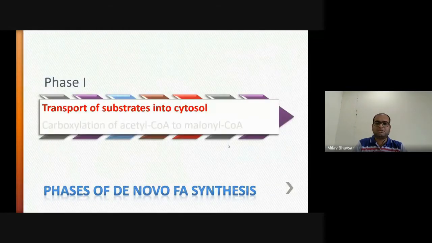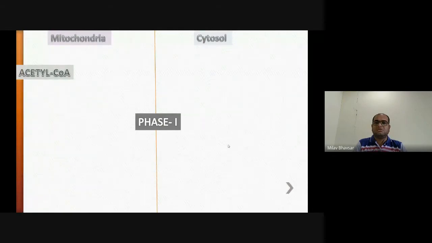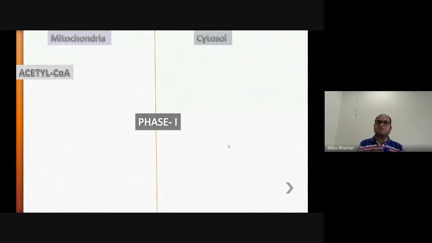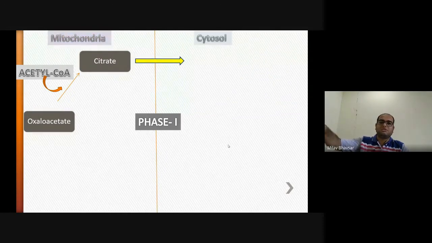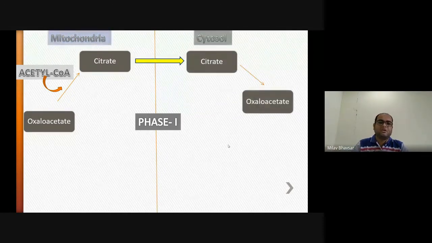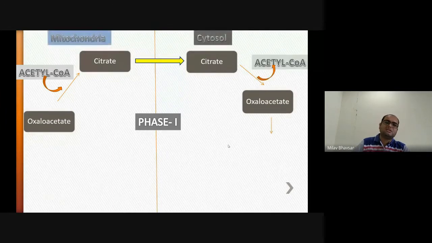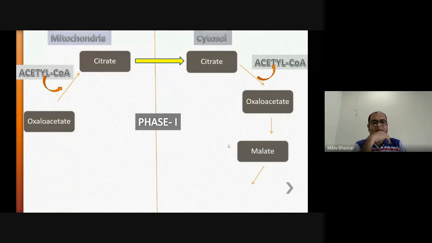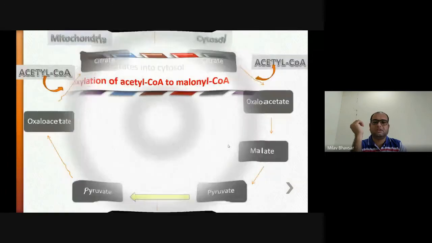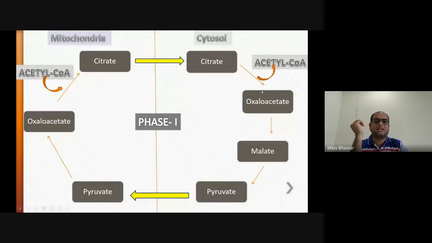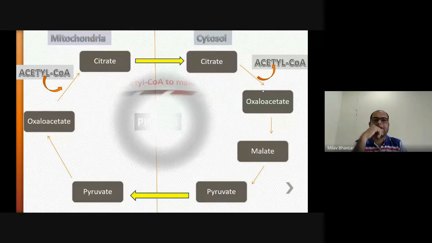One by one, transport of substrate into the cytosol. Okay, so what you have by the glucose degradation is acetyl coenzyme that is happening inside the mitochondria. Now oxaloacetate binds and citrate will be generated that is going to go out into the cytosol. Here citrate, oxaloacetate gets liberated and acetyl coenzyme comes out. That converts into the malate, pyruvate and goes back. This is a circular event. This is how acetyl coenzyme comes out of the mitochondria into the cytosol.